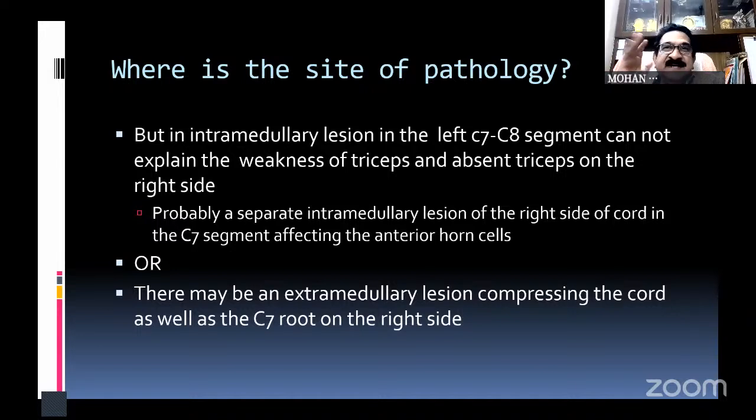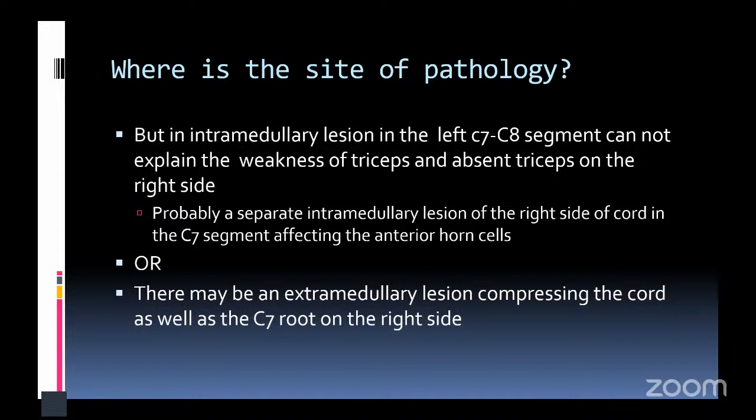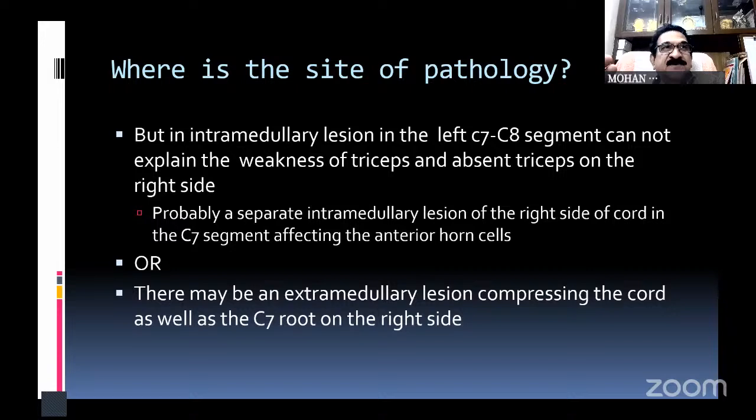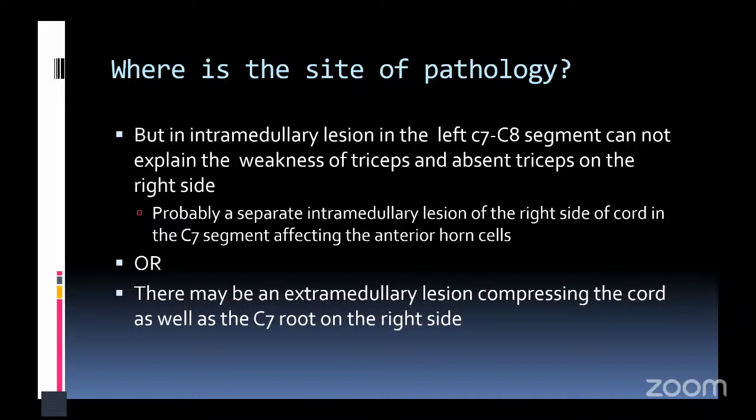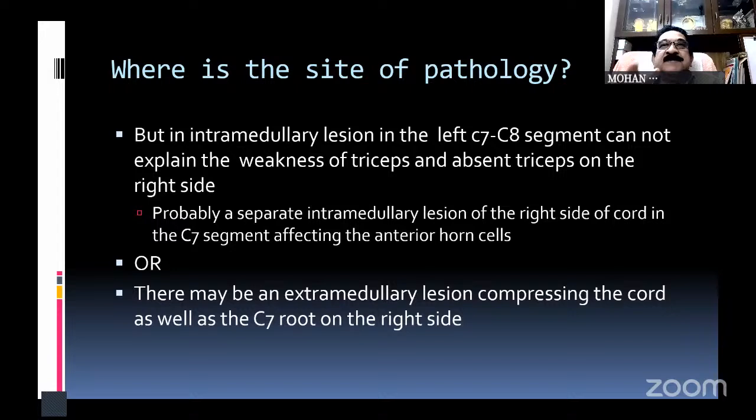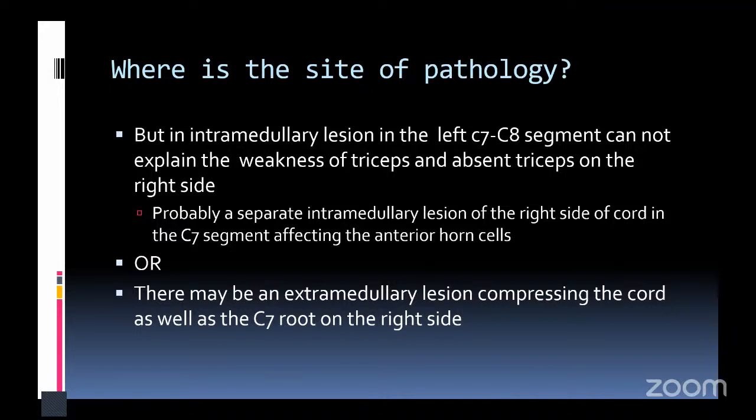But anyway, it is certainly a lower motor neuron lesion. That I agree with you. Yes, sir. Whether it's anterior horn cell or root, both are possible. But sensation is normal on the right side, no, right upper limb. So sensation is normal on the right side.